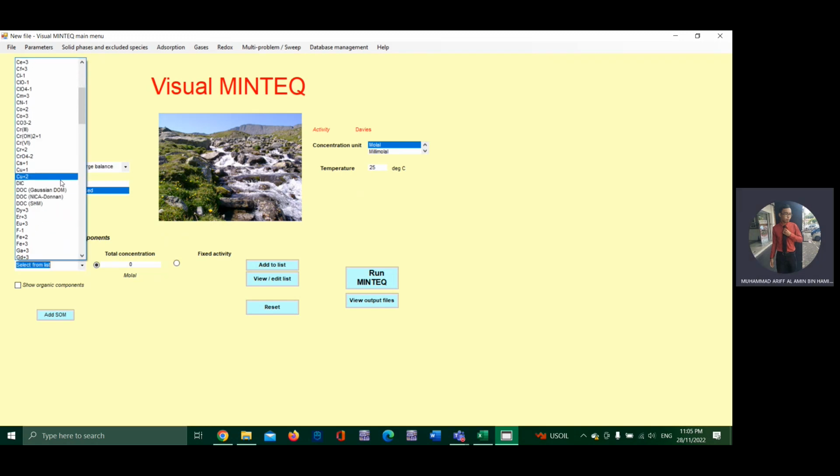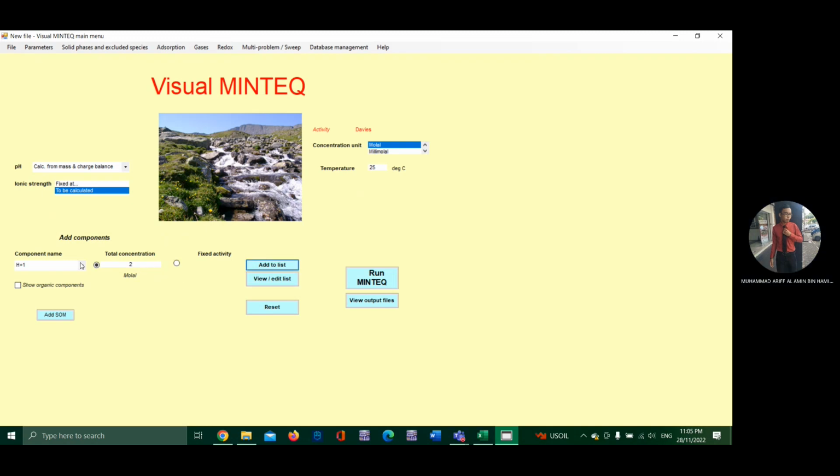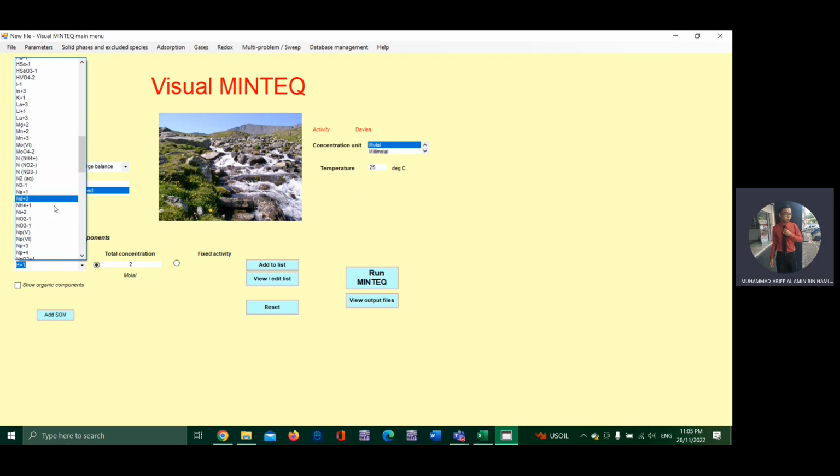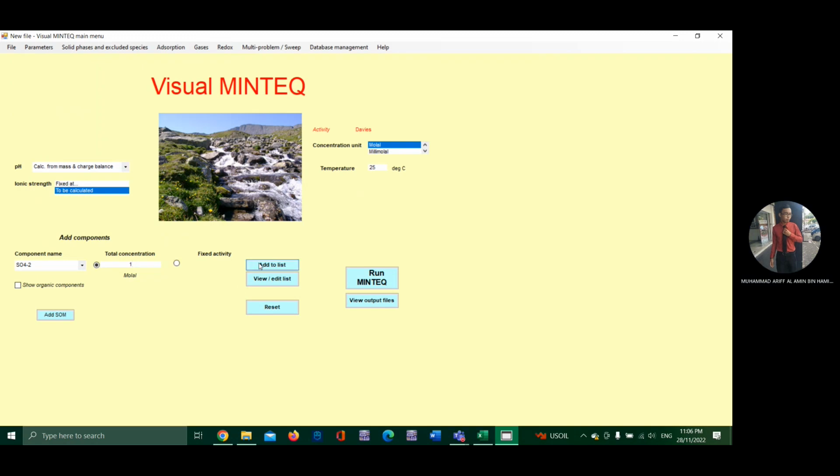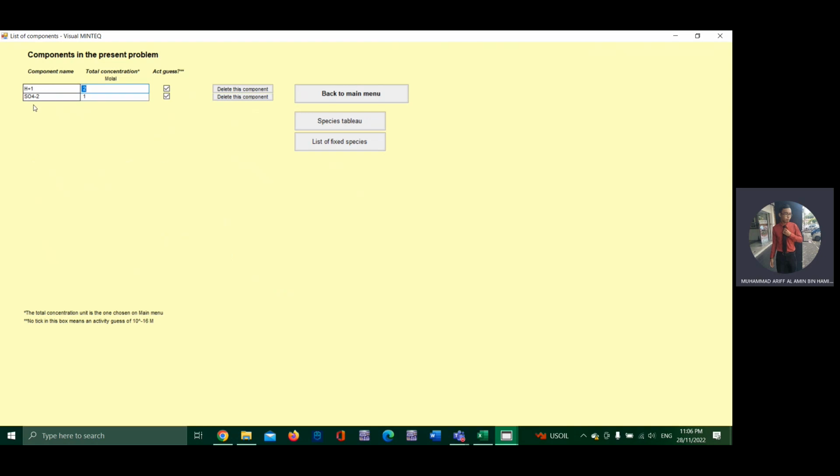So from the drop down here, need to choose H plus 1, and the total concentration is 2. So add to list. And after that, we need to choose our second component, which is SO4 minus 2. So the total concentration is 1 molar. And then we need to check via edit list. So we have everything set up.